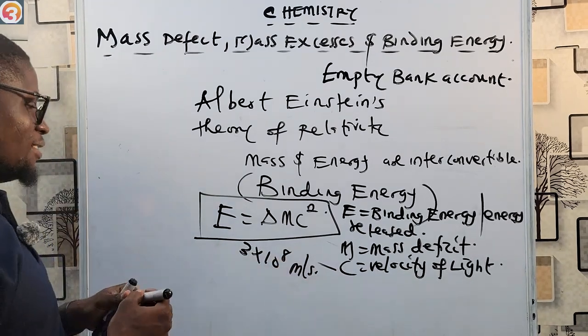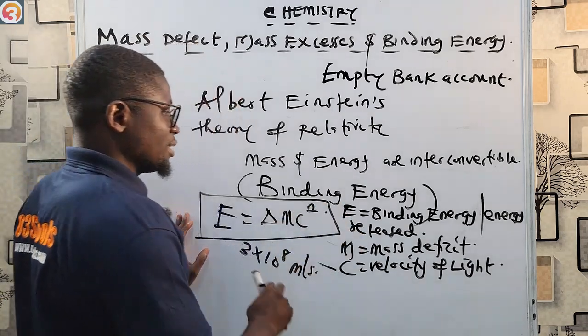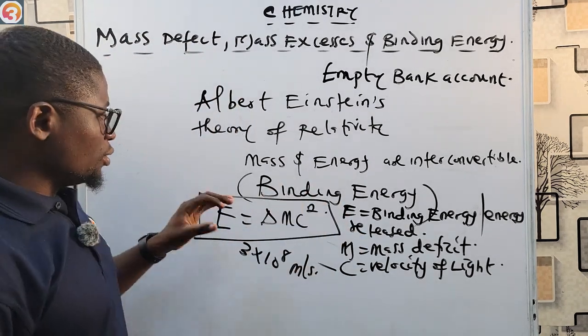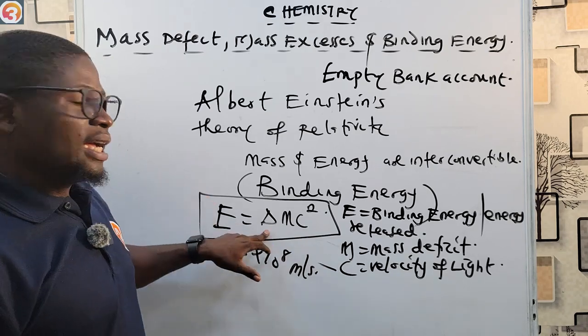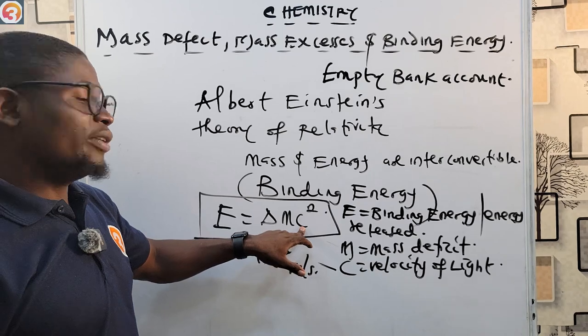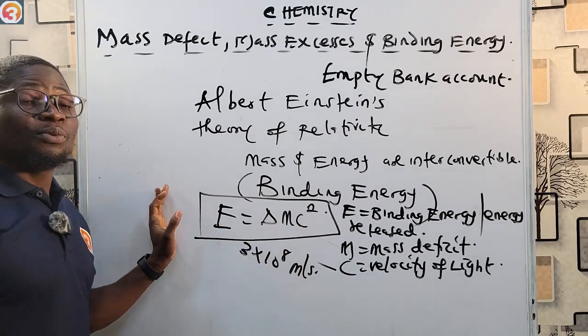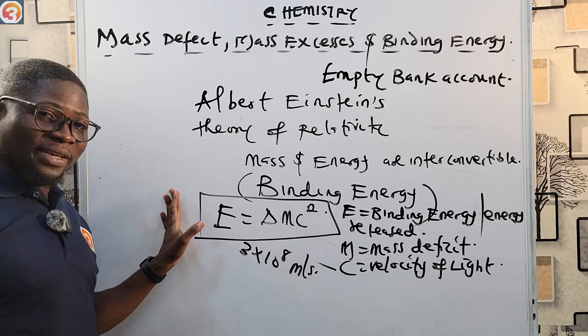So it's as simple as ABC. This is Einstein's theory. This is binding energy: E is equal to delta m c squared, where m is the mass deficit, c is the velocity of light, and E is the binding energy. It's as simple as ABC.